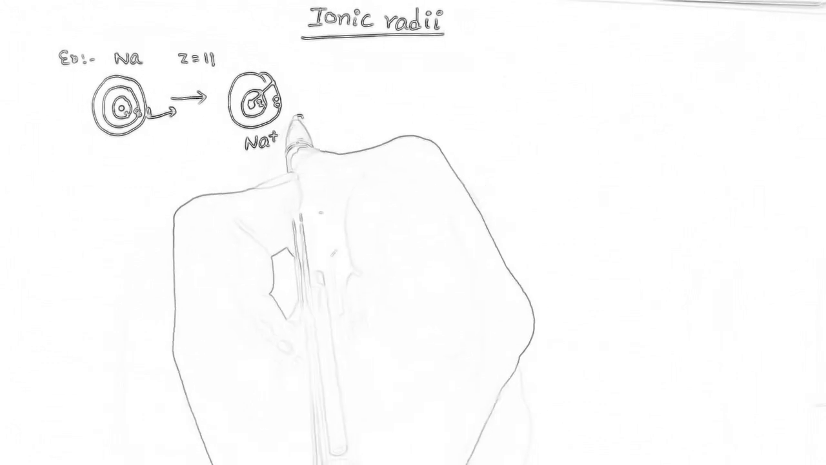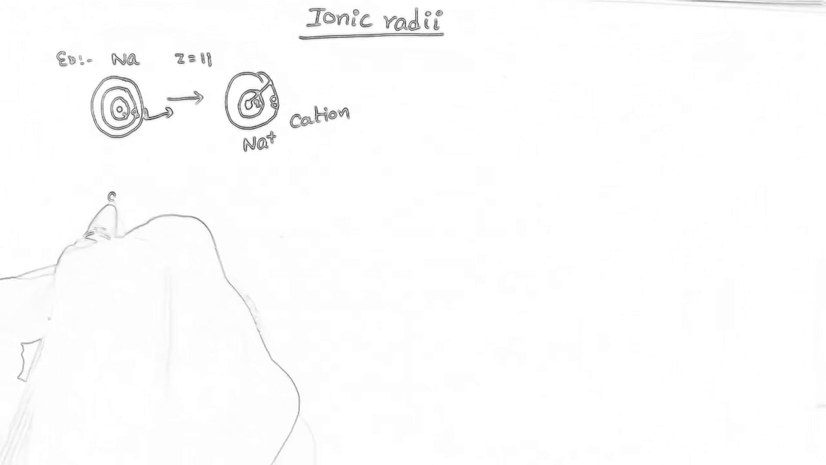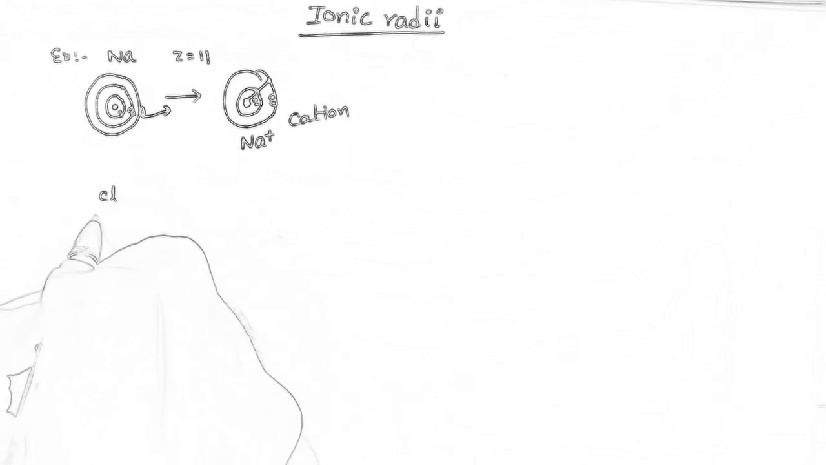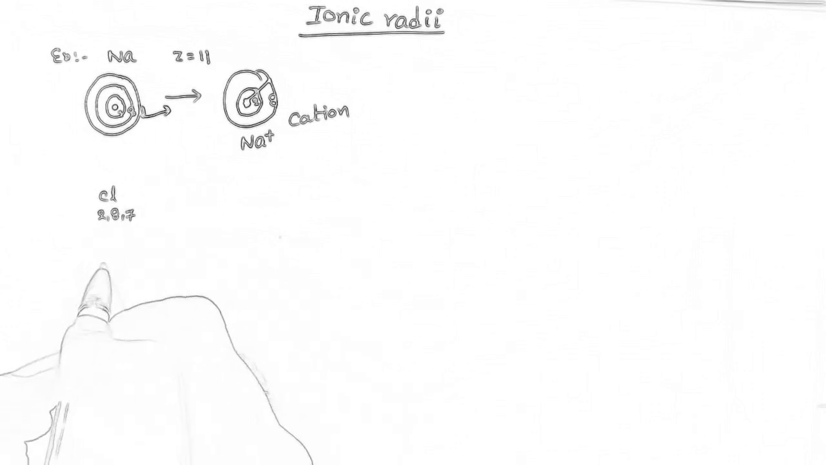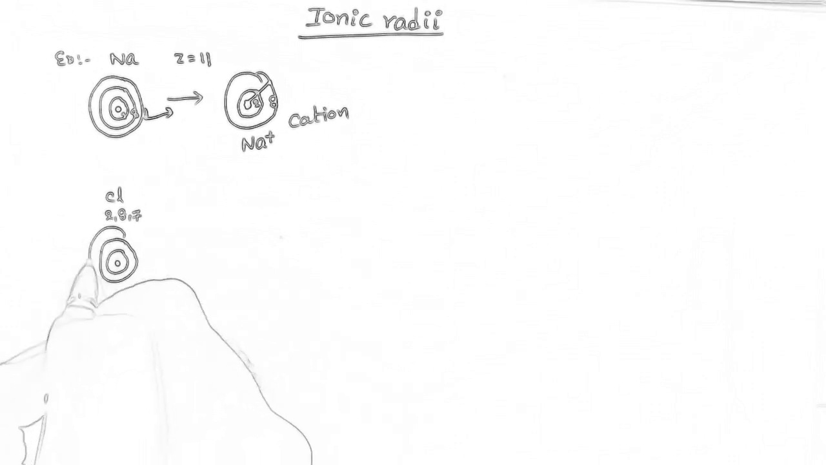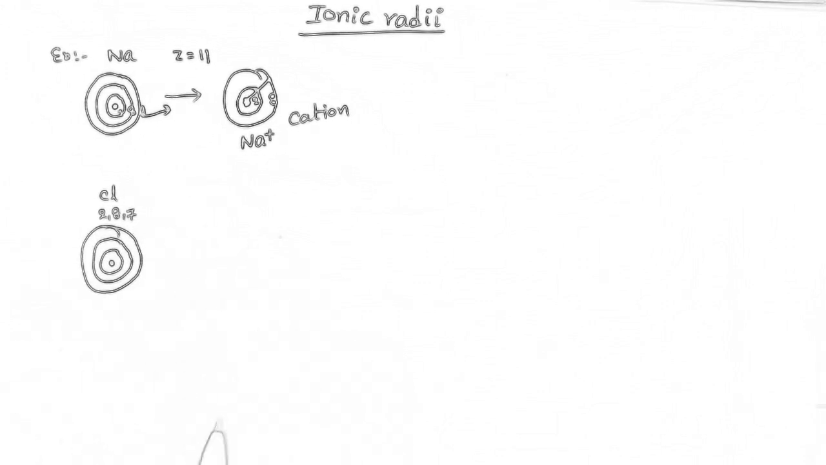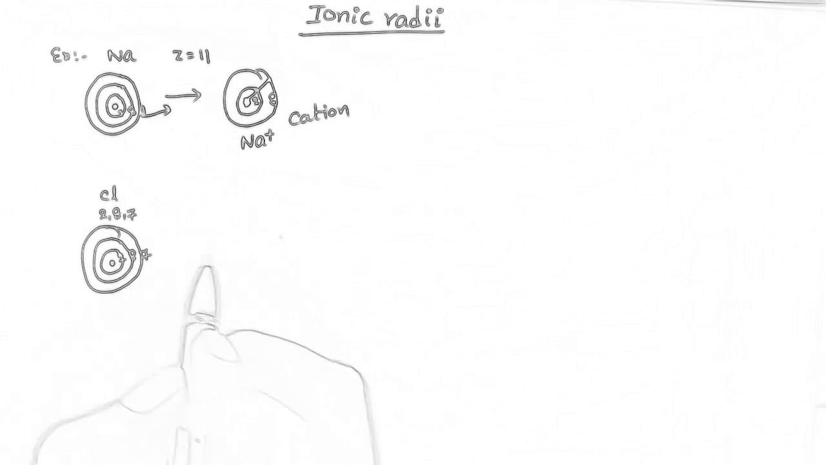Where is the anion? Now I have taken here an example of only a cation. I am writing anion. Let us take chlorine. Chlorine has 2, 8, 7, total 17 electrons. So this is first orbit, second orbit, third orbit. Chlorine is also present in the third period. So 2 electrons, 8 electrons, and 7 electrons.